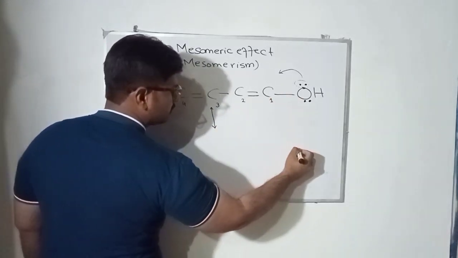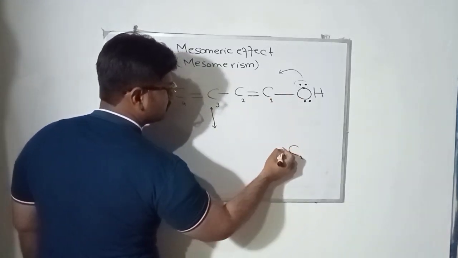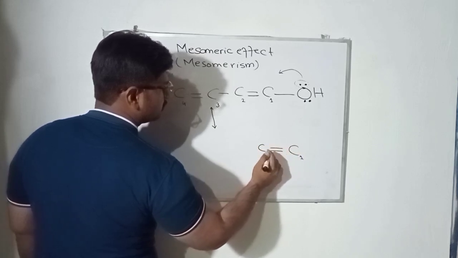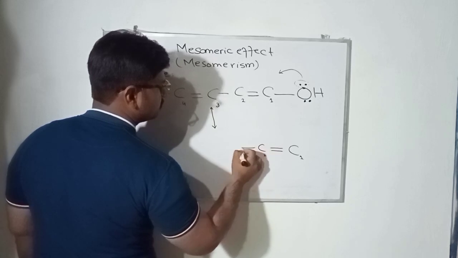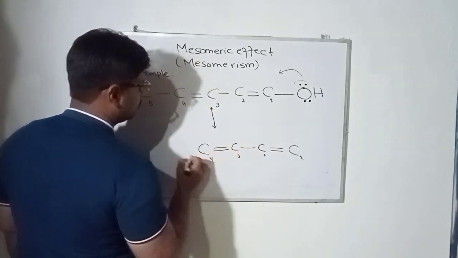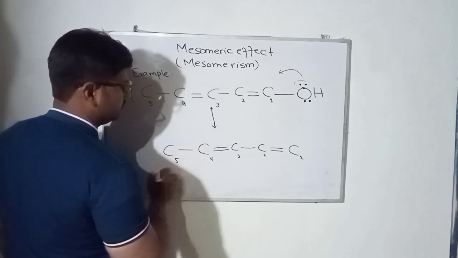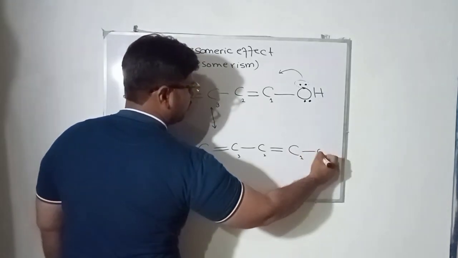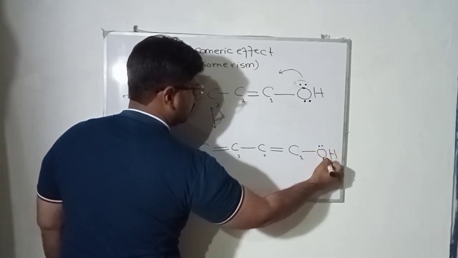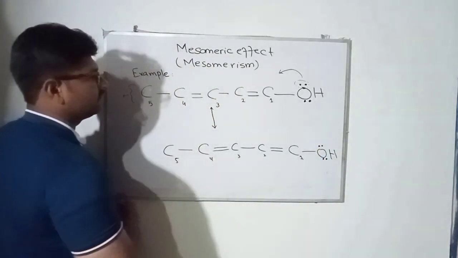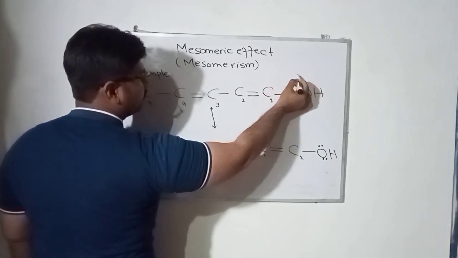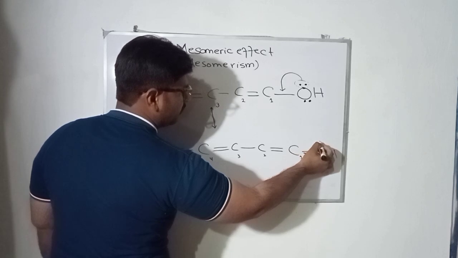Now again C1, C2, C3, C4 and C5, and we have attached it with hydroxyl group, and now we are going to show the interaction of this lone pair of electron. So first of all, this lone pair of electrons will jump and will acquire a positive charge.